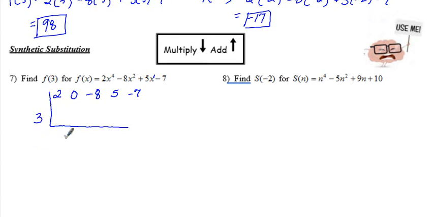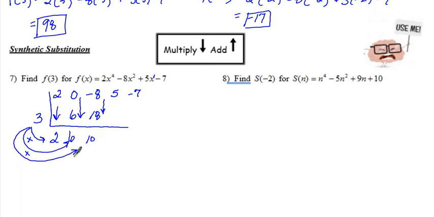Now, here's how we use this tool for synthetic substitution. Your first coefficient steps down as is. Then we multiply up. We take 3 times 2 and enter it here as 6. Add down. 0 plus 6 is 6. Again, multiply up. 3 times 6 is 18. Add down. -8 plus 18 is +10. Do it again. 3 times 10 is 30.